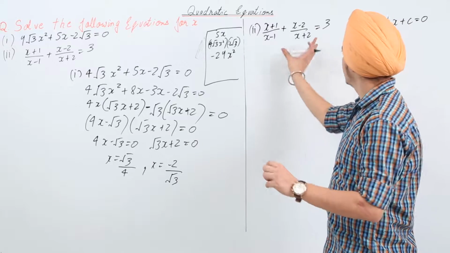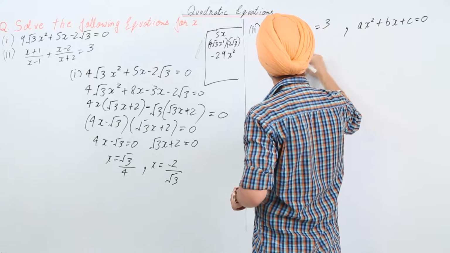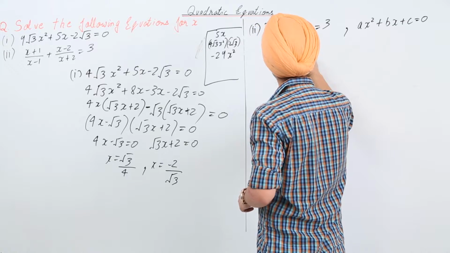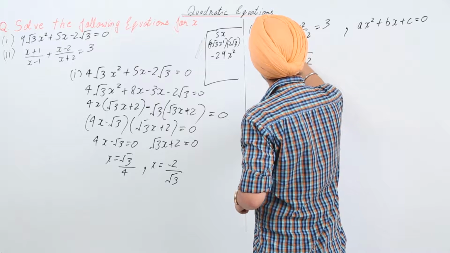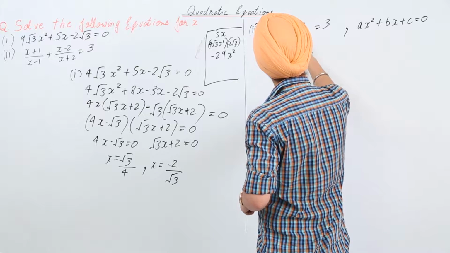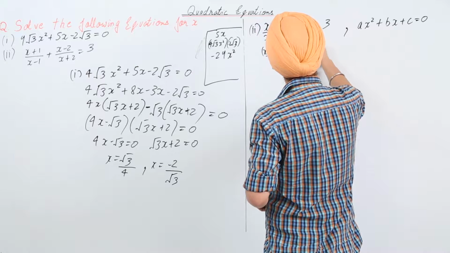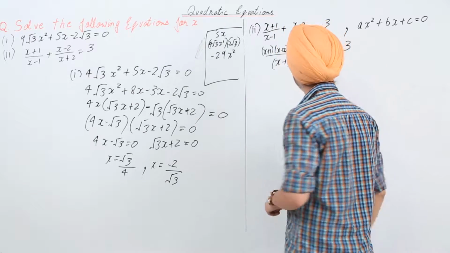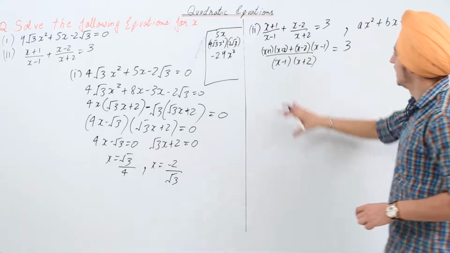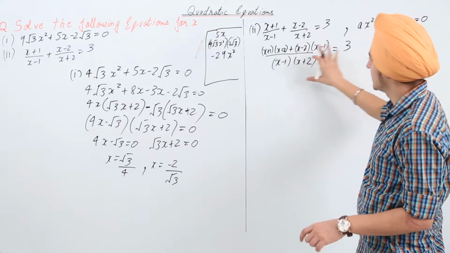First of all, we have to get this equation in this form. We take the LCM of these. So the LCM of these is (x minus 1) into (x plus 2), (x plus 1) into (x plus 2) plus (x minus 2) into (x minus 1) equal to 3. Is this step clear? We just take the LCM and we write this like this.